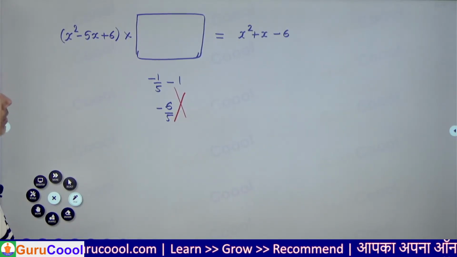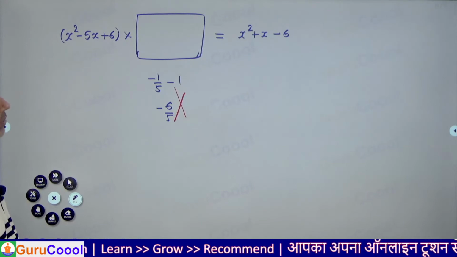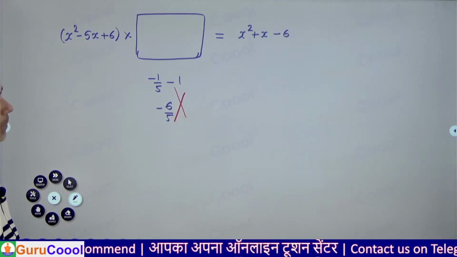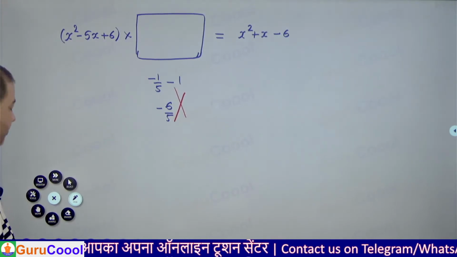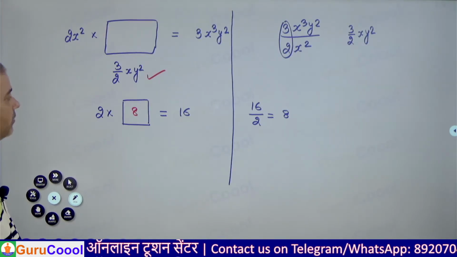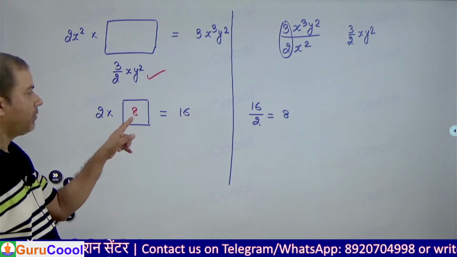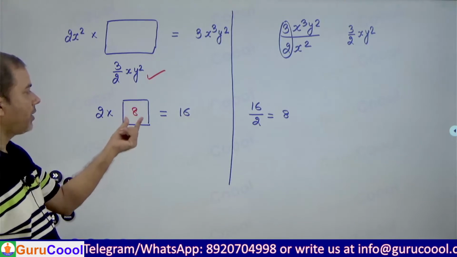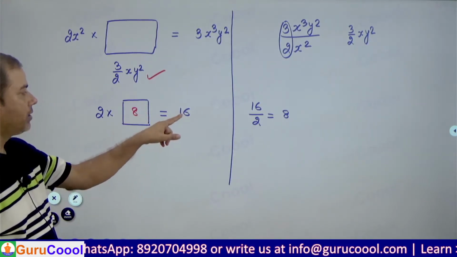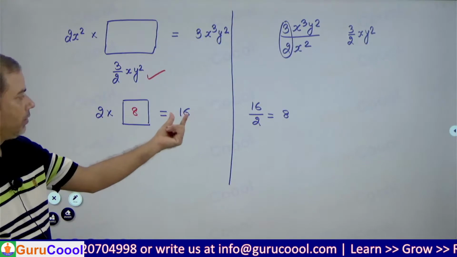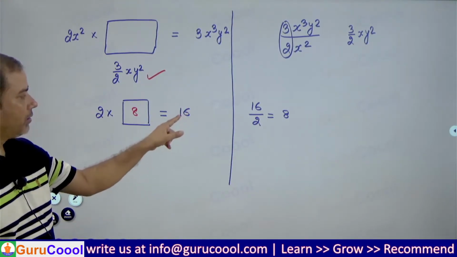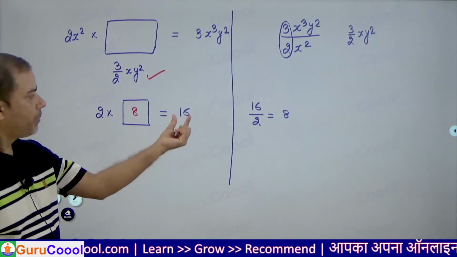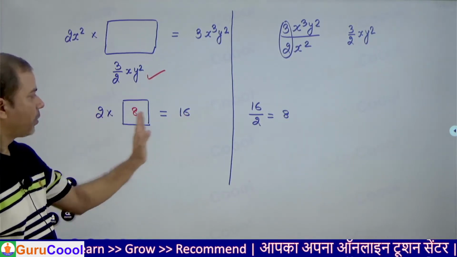You just didn't focus on it. I have taught this already, and I am sure you know it. You were just absent of mind, that's why you couldn't do it. I have taught here how to find this missing factor. 2 times what is equal to 16? The missing factor can be found by dividing 16 by 2. I mean, the answer part should be divided by the first factor to get the second factor. The product was 16.